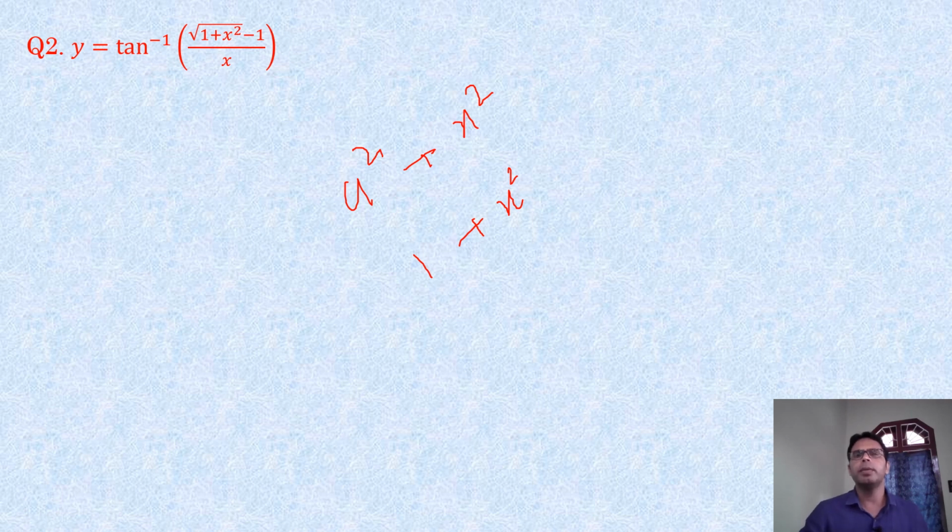So for a square plus x square, the substitution was a tan theta. And here a should be equal to 1. So we are to take only tan theta. Very simple. We are to take only tan theta.